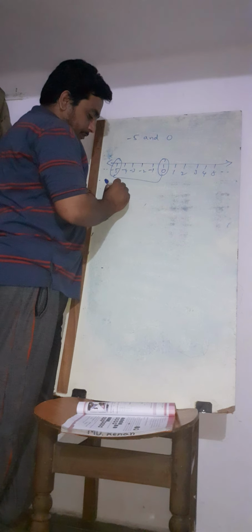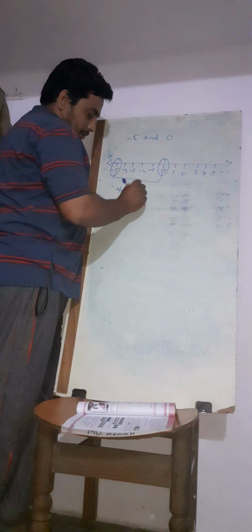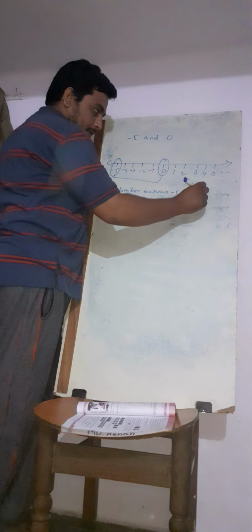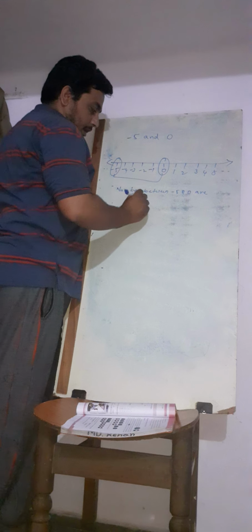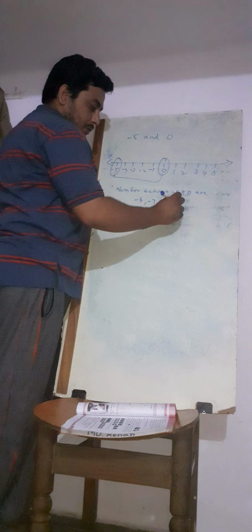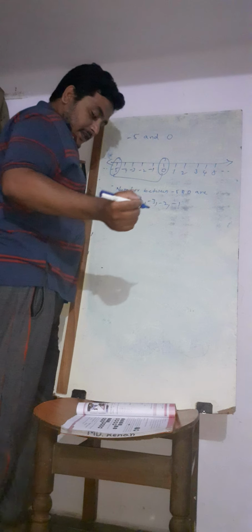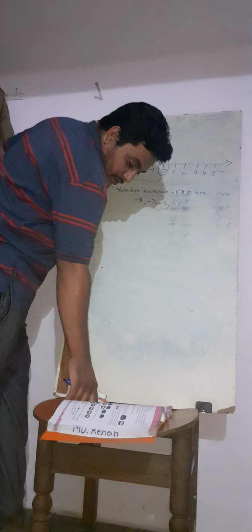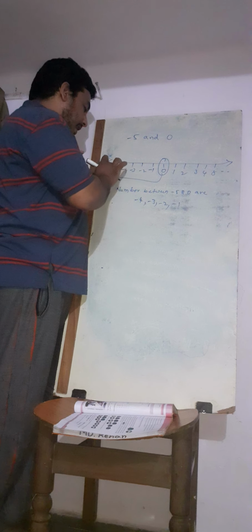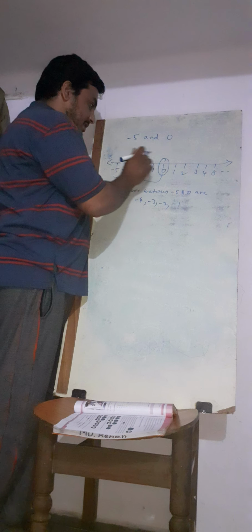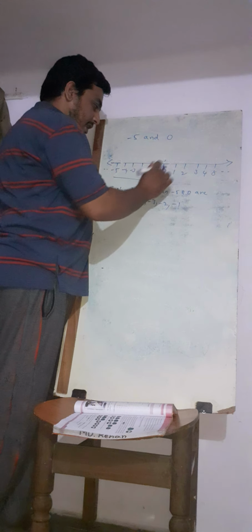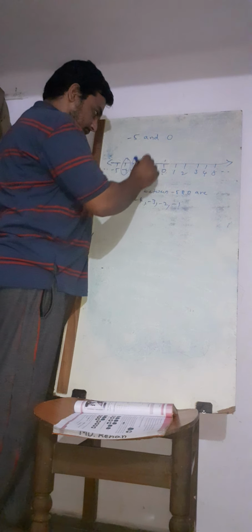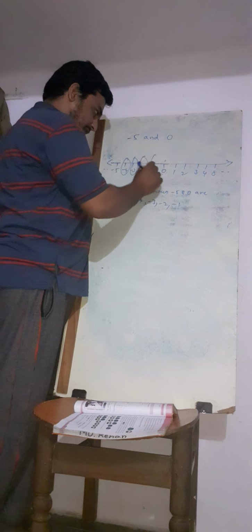Okay, the numbers between -5 and 0 are -4, -3, -2 and -1. And he is saying also represent them on the number line. Okay, what are the numbers present in between -5 and 0? He is asking you to represent them on a number line. Already I wrote those numbers: -4, -3, -2, -1. Like this you can represent them on a number line.